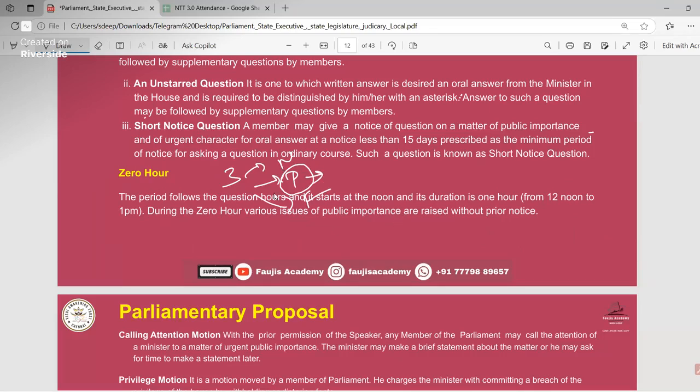The governor gives a report to the president that there is a constitutional machinery breakdown in the particular state. Obviously, then the president passes the president's rule in that particular state.